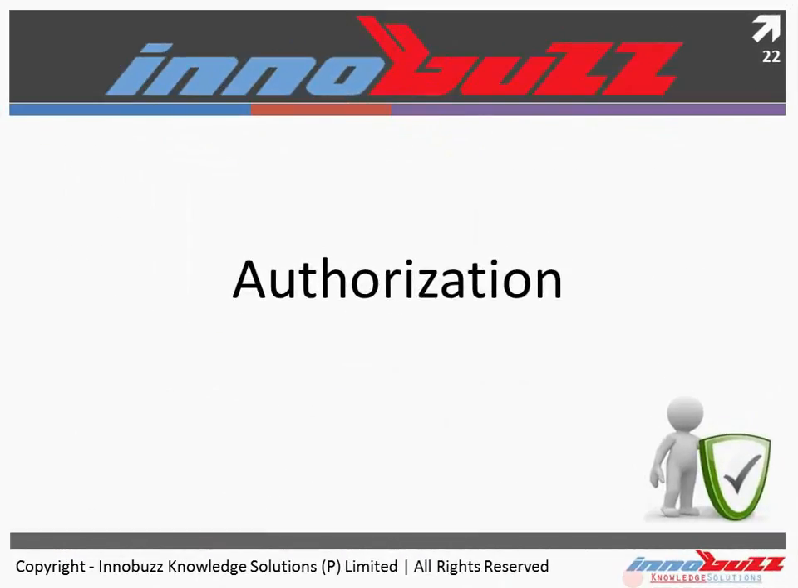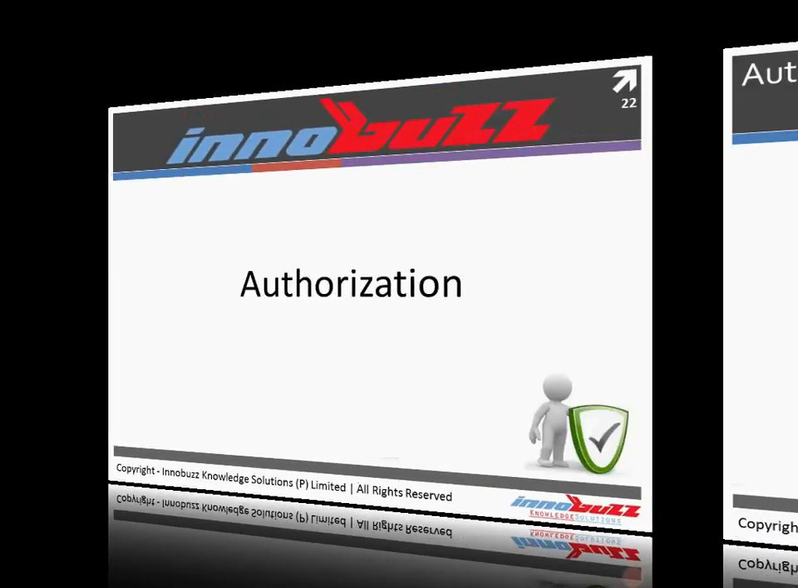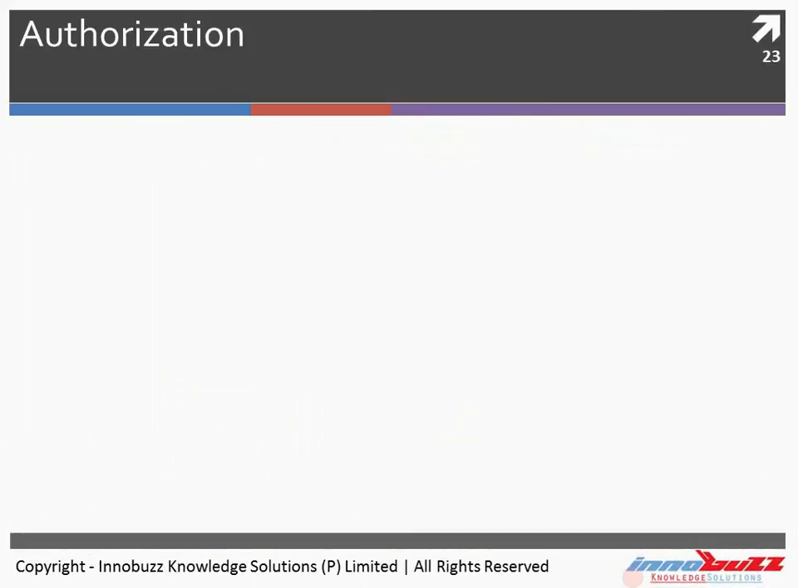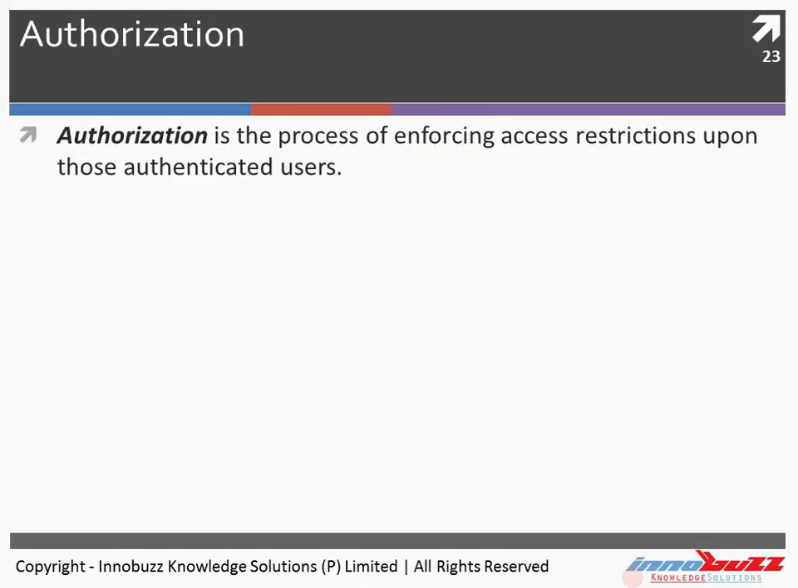The next is authorization. Authorization is the process of enforcing access restrictions upon those authenticated users. So once you have been authenticated by providing user ID and password, later on the process of authorization will start by checking the restrictions for the respective roles of that user identity.